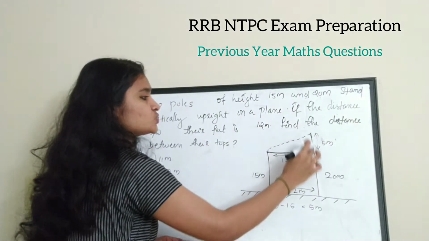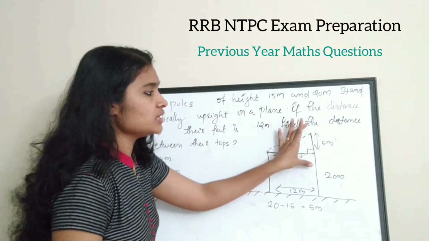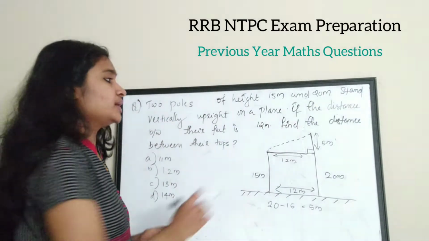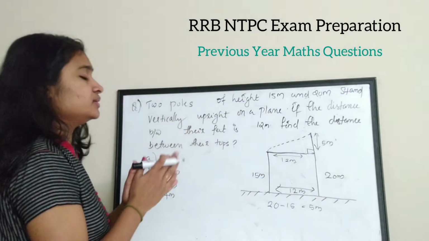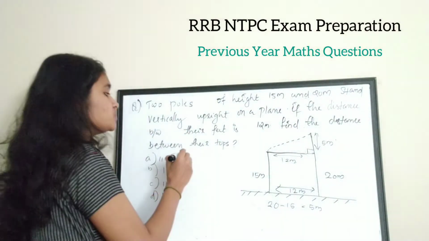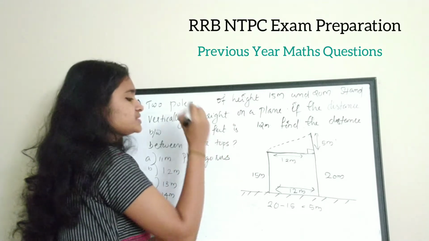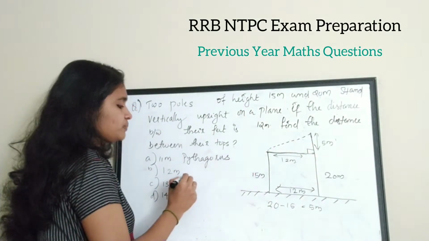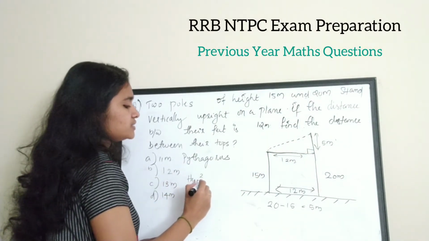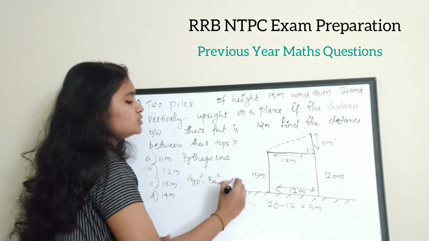Now you have a triangle here. You have the base of the triangle. You have the altitude of the triangle, and you need to find the hypotenuse of the triangle. Hypotenuse is the side opposite to the 90 degree, right? So we have to apply Pythagoras theorem here. So what is Pythagoras theorem? The Pythagoras theorem states that if hypotenuse is this, then hypotenuse square is equal to base square plus altitude square.